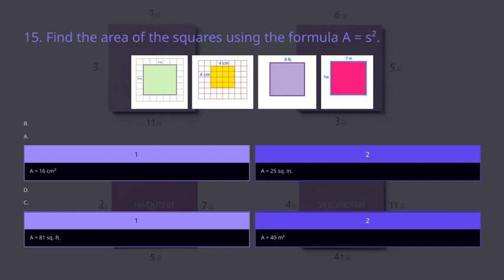This is a really useful concept because it applies across different measurements. Whether you're working with centimeters, feet, inches, or meters, the principle stays the same. Recognizing the units is important so we can interpret the area correctly. Remember, the main takeaway is that the area of a square is always the side length squared, and this formula helps us easily calculate the area for any size square in any measurement system.